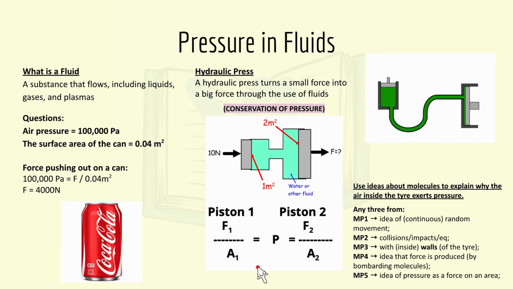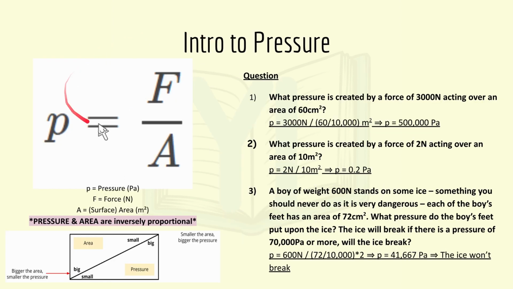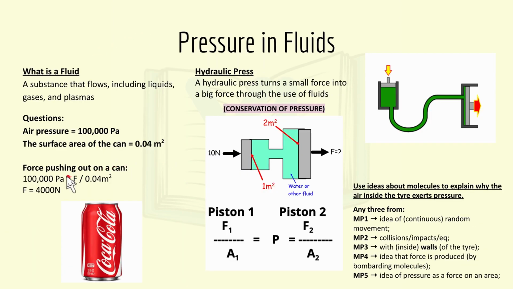So moving on, we have pressure in fluids. So what is a fluid? A fluid, in physics, is a substance that flows, including liquids, gases, and plasmas. And here's a simple question. If the air pressure is 100,000 pascals and the surface area of the can is 0.04 meters squared, the force pushing out the can from the lesson previously, F divided by A, will be 100,000 pascals equals F divided by 0.04, which you get 4,000 newtons for the force.